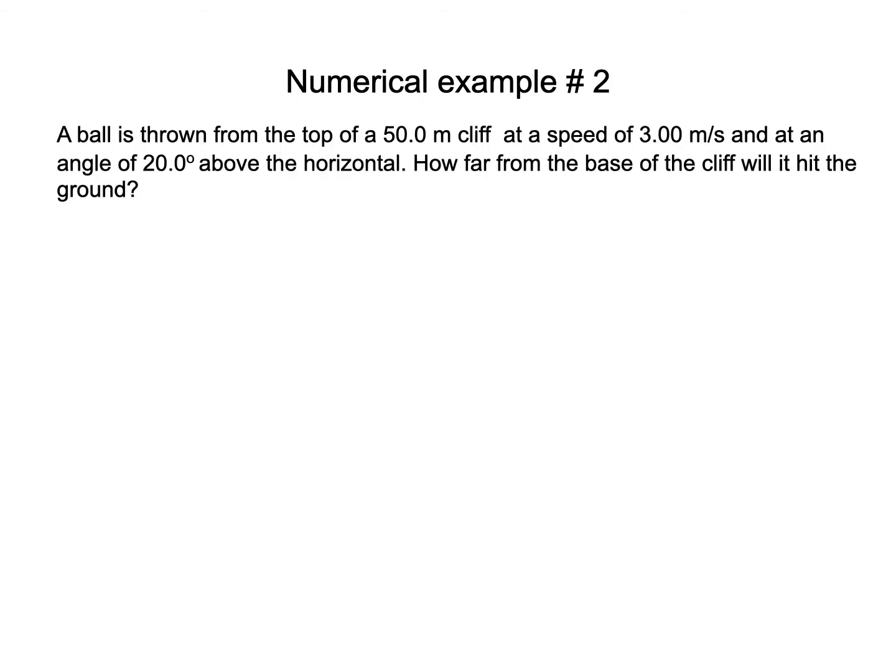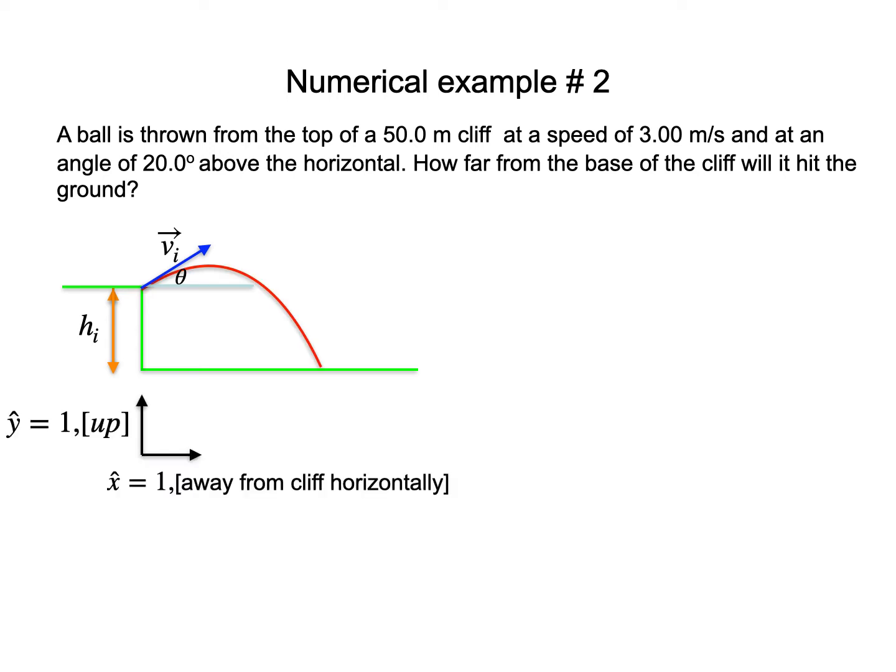This second example is similar to the first one, except for the fact that the initial velocity of the projectile is not horizontal. The ball is thrown from the top of a cliff with a height hi. The initial velocity is a vector with a positive vertical component. Here is its trajectory. We will choose this set of reference directions, and these are our givens.